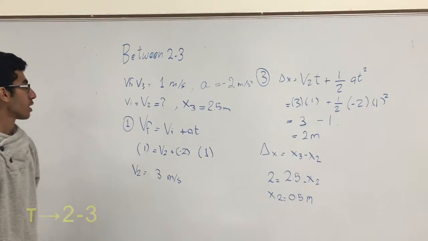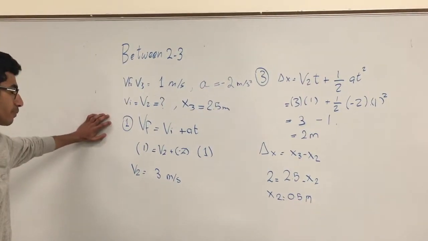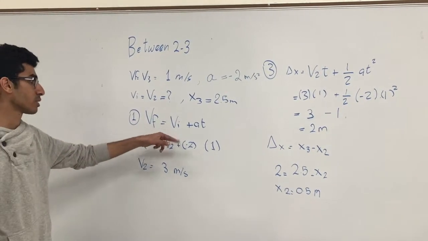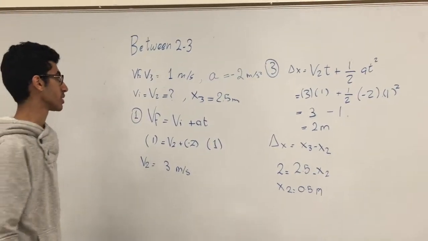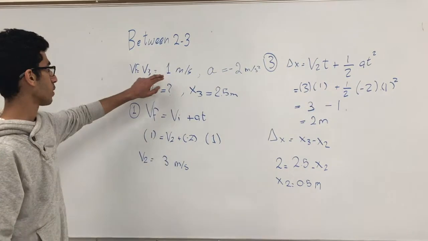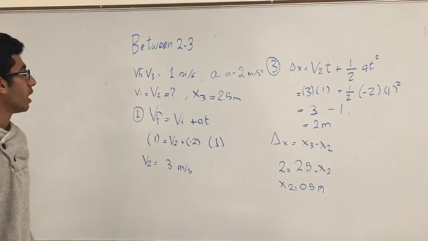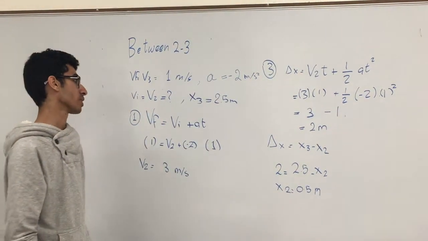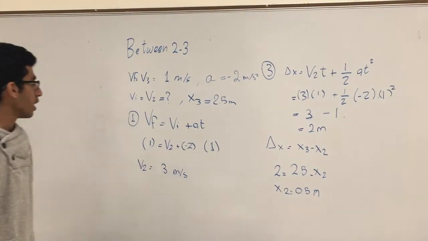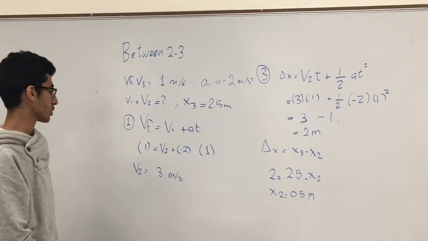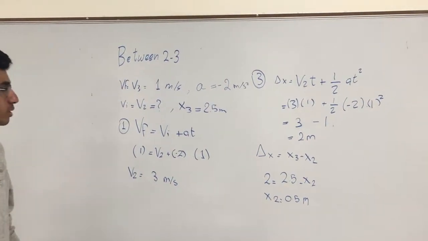Okay, so to find the V initial between 2 and 3, we can repeat the steps as my father did, and we use the first kinematic equation, which is V final equals V initial plus a times t. We have the V final, which is 1 meter per second, and we have the acceleration, which is negative 2 meters per second squared. We just plug in the numbers here, and we got 3 meters per second for the V initial.